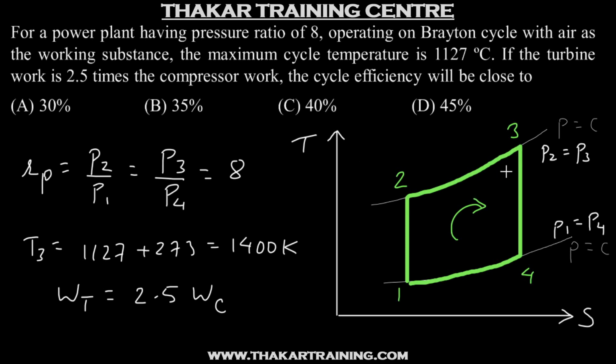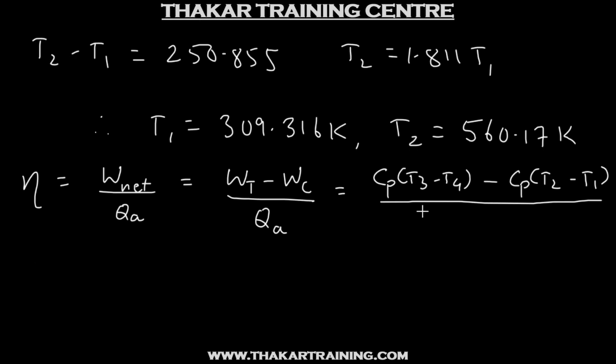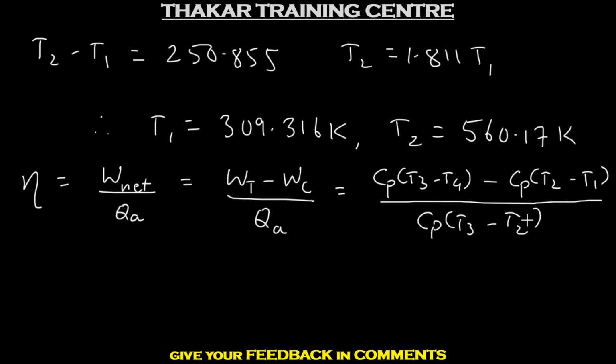So it will be Cp into (T3 minus T2). So all the terms are in kilojoule per kg units. So Cp gets cancelled and we can substitute the values. We have all the values.